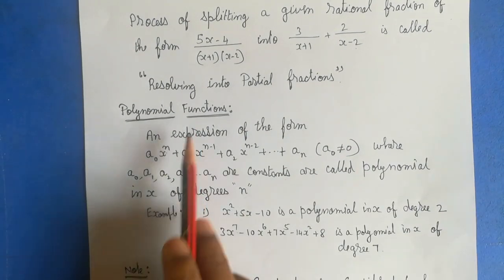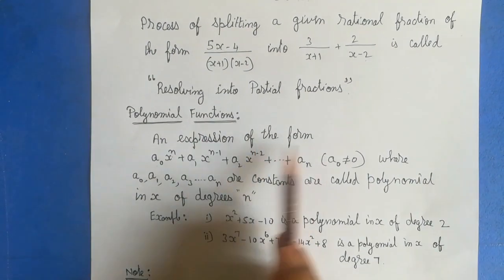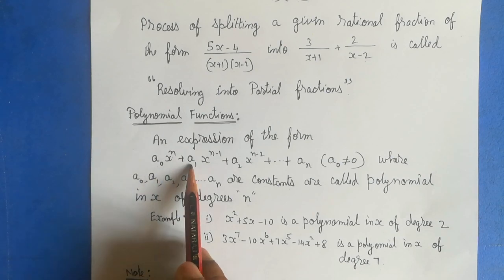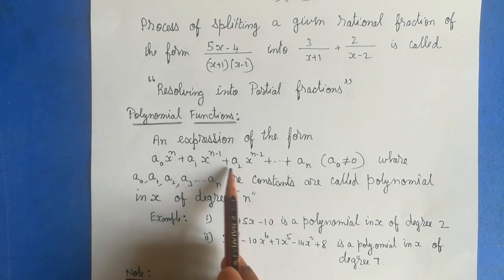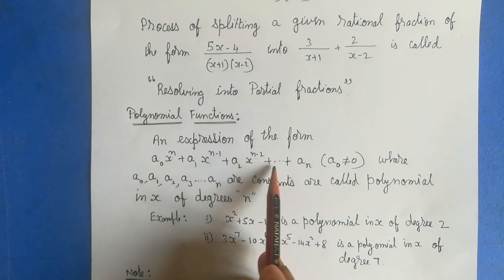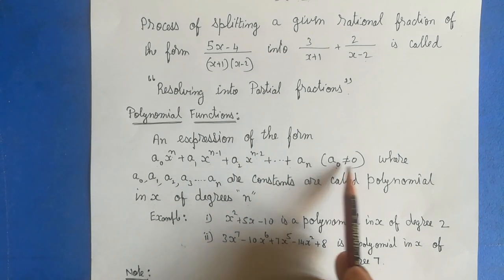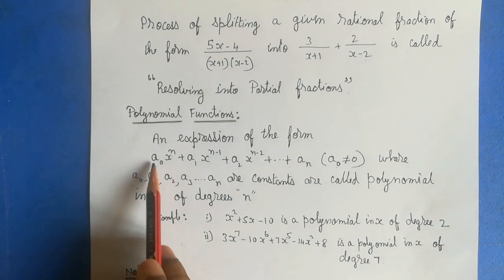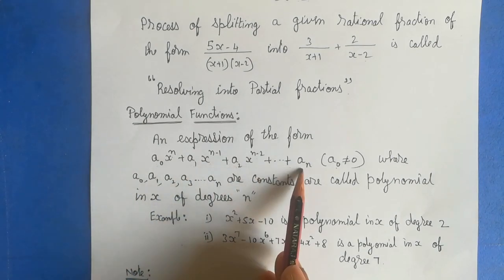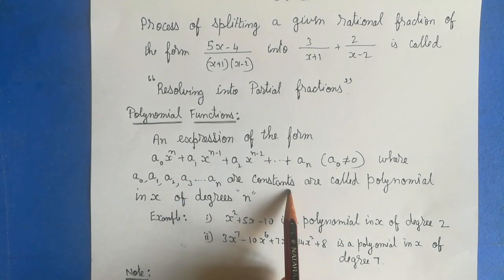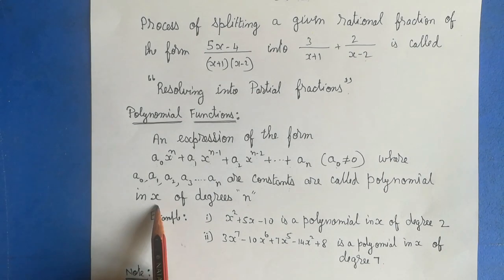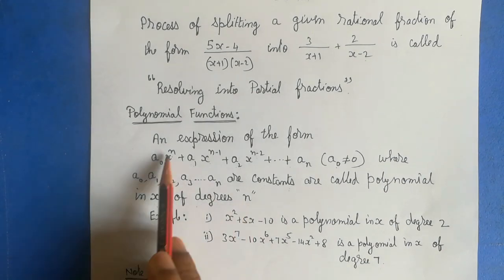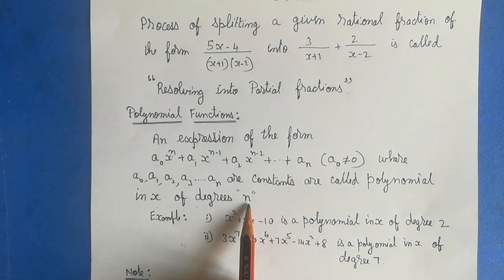Polynomial function. An expression of the form a0 x^n + a1 x^(n-1) + a2 x^(n-2) + ... + an, where a0 is not equal to 0, and a0, a1, a2, ..., an are constants, is called a polynomial in x of degree n. The highest power is the degree.